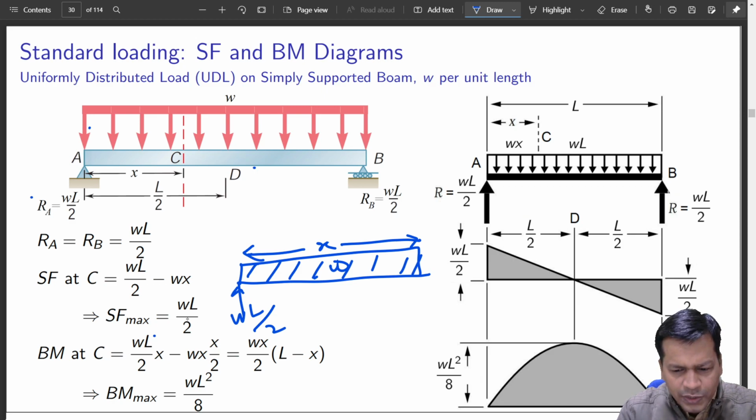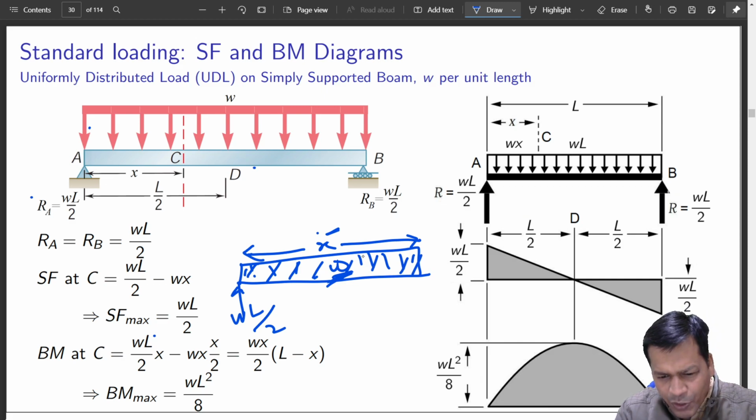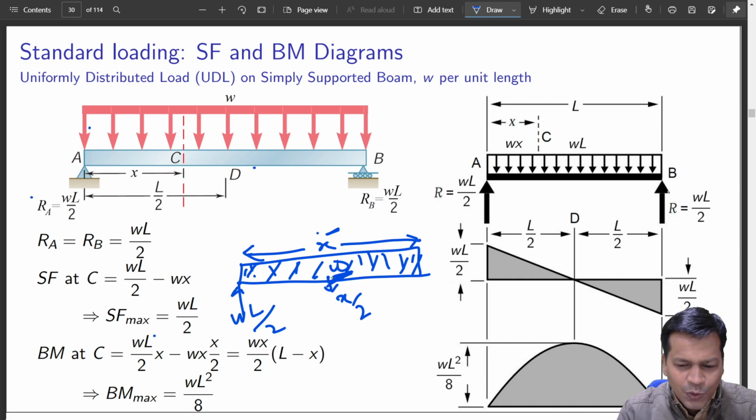So small w into x is the load that is on it. Where does it act? Because it is uniformly distributed, it should be acting at a distance x by 2. So that will create a moment something like this.